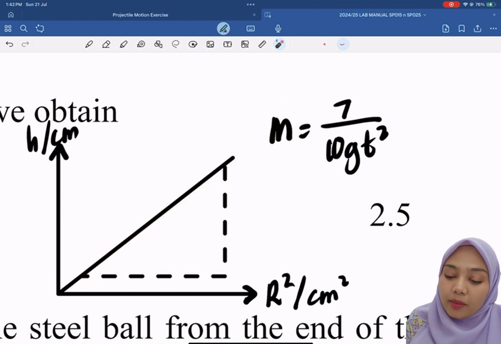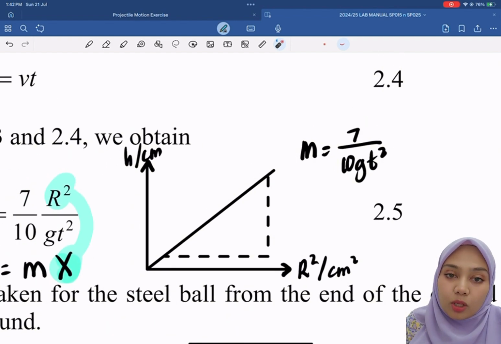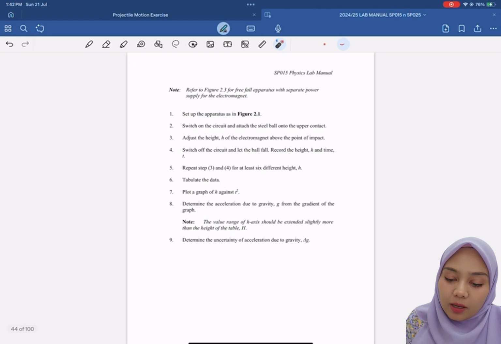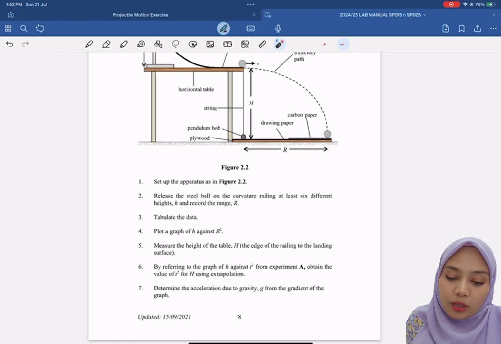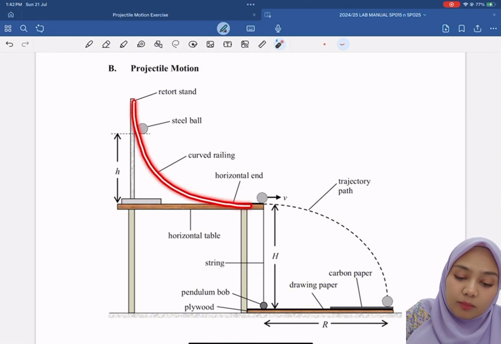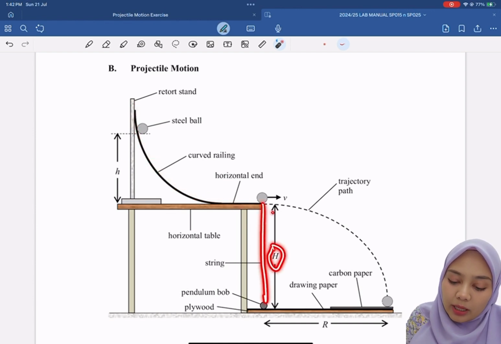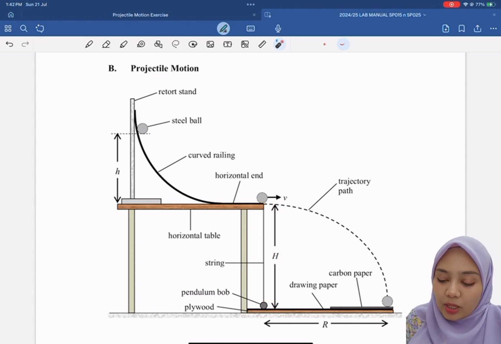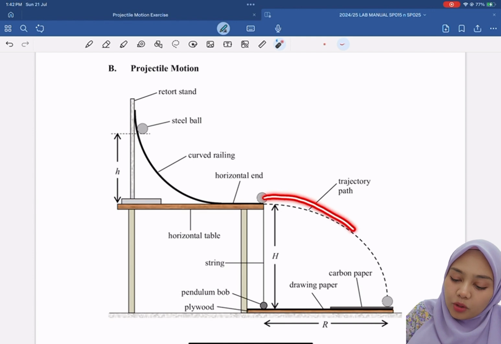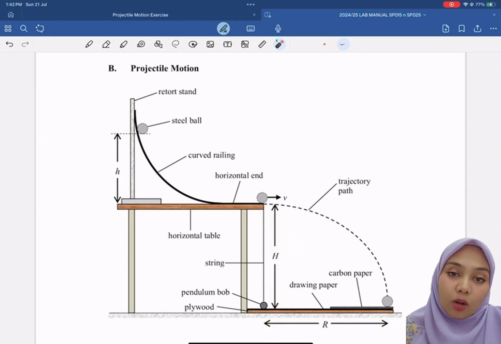It's easy, but the problem is that we want to get g, and we do not have the value of t squared. So where should we get it? If you look at this, this is the setup for the projectile motion. You have the retort stand and the curvy path like this. This is your table, and this is your capital H. Once the steel ball is projected, we have the range R and the capital H, which is the height of the table.